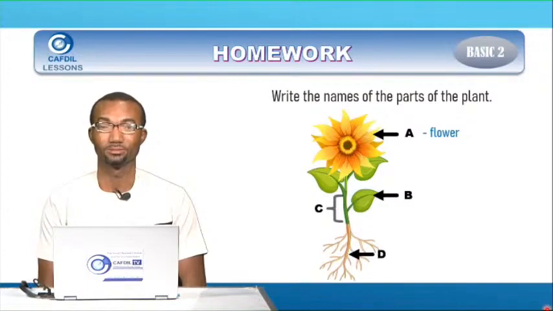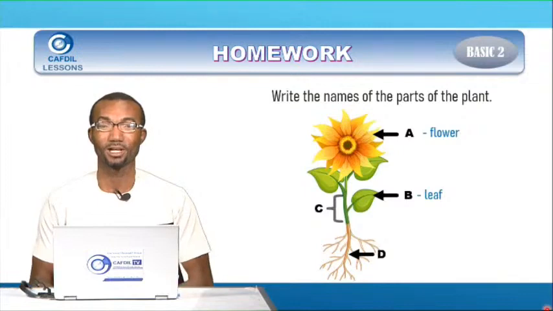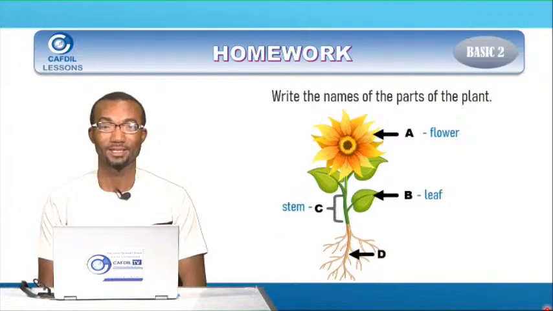B. Good. Leaf. As I said in the previous lesson, if it's one, you call it leaf. If it's more than one, you call it leaves. The next one, C, is the stem. The long part that you see here is called the stem. And then the last part, D, is known as roots.